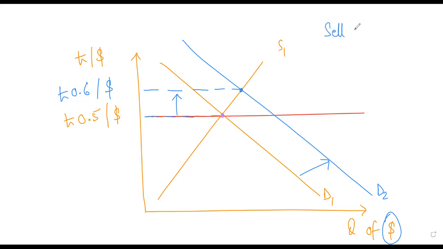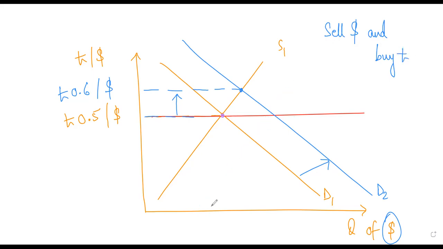Now, in the case of devaluation, the idea is simple. When you want to make your currency weaker, you sell your currency. When you want to make your currency stronger, you buy your currency. So the US will sell dollars, and in exchange for those dollars, will buy pounds, right?